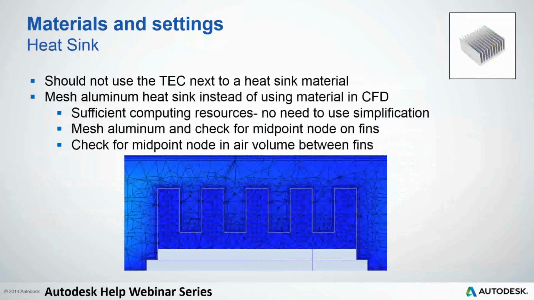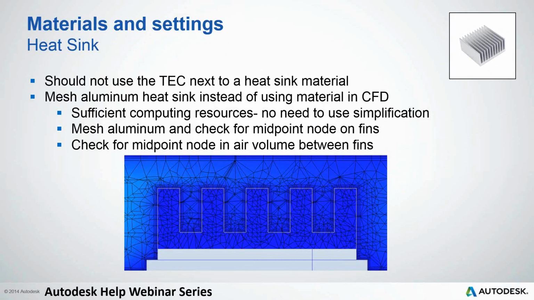All right. So next we have the heatsink. Like I spoke about earlier, we're just going to mesh the aluminum instead of using the heatsink material. Basically, I know we can get away with the element count here. It's not a big deal. I'd rather just model it as is. It's easier, and you don't have to make any questionable assumptions.